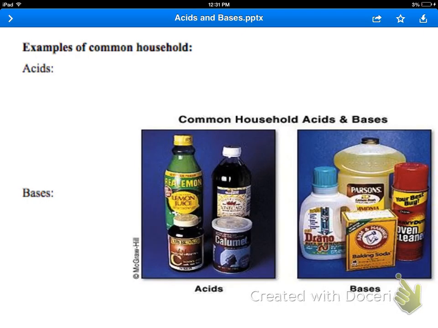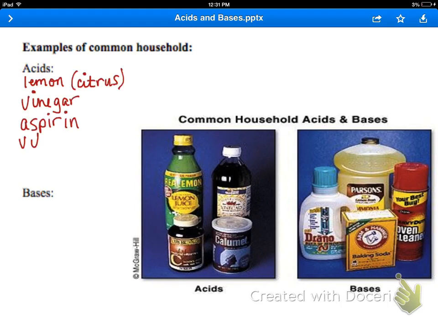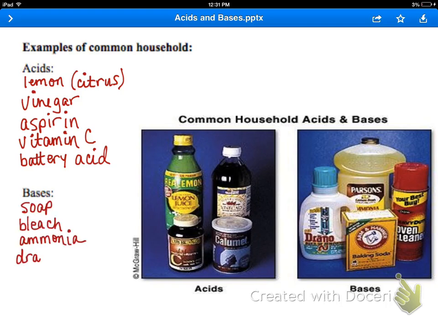So here are some examples of common household acids and bases. Lots of things in your house are acids and bases. Acids include lemon, or really any citrus, vinegar, aspirin, vitamin C, and battery acid in your car is a really, really strong acid. There's other ones too. Bases are shown in this picture on the right, and they include any soap, bleach and ammonia, drain cleaner, and baking soda.